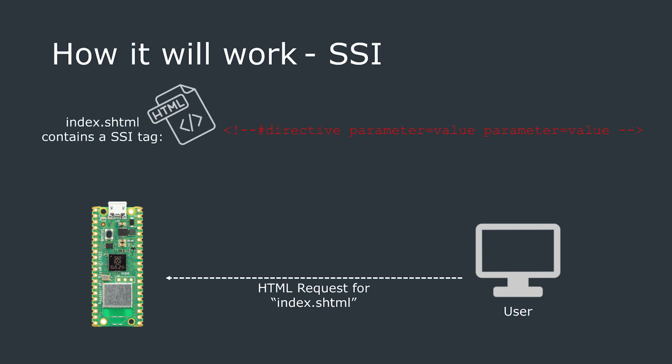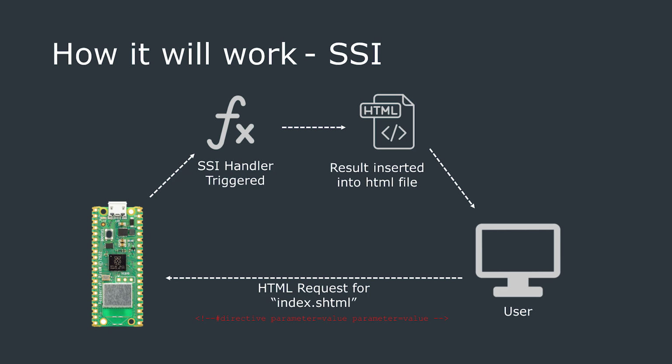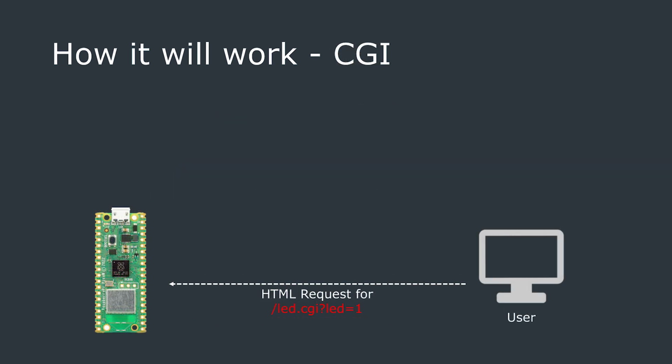In a HTML document, we include a tag with a directive and maybe some parameters. This tag looks a lot like a HTML comment, which it sort of is. This is so that if the directive isn't enabled on the server, then the end user won't see it. When the user requests the HTML page with a tag calling, say, the voltage directive, the server sees the SSI tag, and in turn triggers an SSI handler function, which runs some code, and the result of this function is embedded into the web page. When we want to use the buttons to turn on and off the onboard LED, we do this by using the CGI or the Common Gateway Interface.